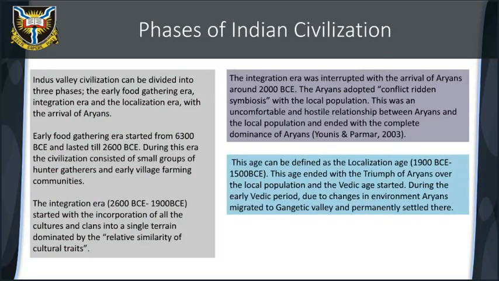Phases of Indian civilization. Indus Valley civilization can be divided into 3 phases: the early food gathering era, the integration era, and the localization era, with the arrival of Aryans. The early food gathering era lasted till 2600 BCE. During this era, the civilization consisted of small groups of hunters, gatherers, and early village farming communities.